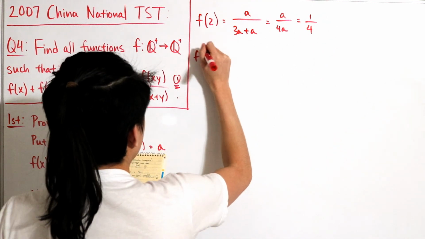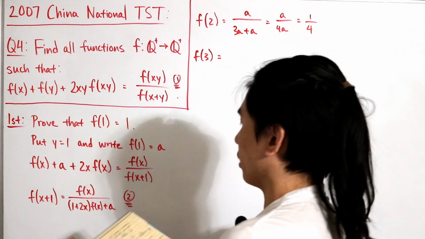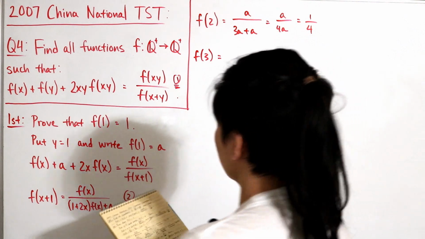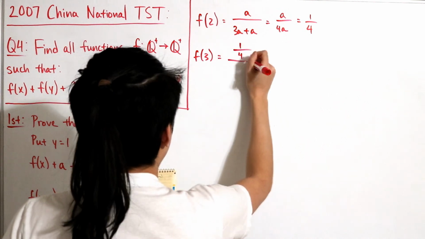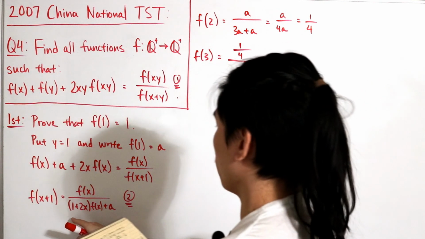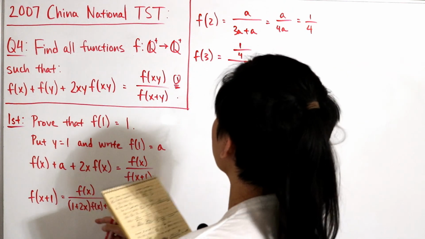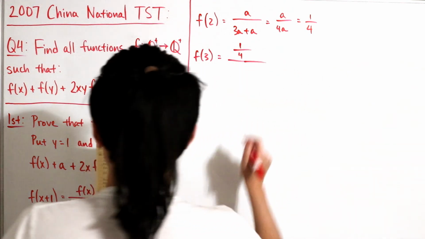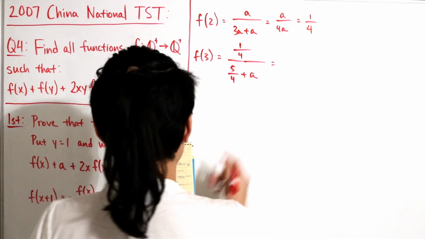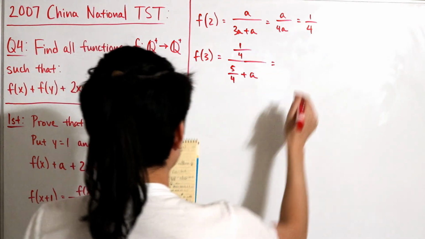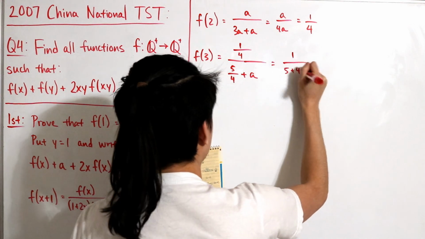So now suppose we want to find the value of f of 3. So f of 3 is basically just plug x is equal to 2, so f of 2, we said that f of 2 was 1 over 4, and now next we have 1 plus 2 times 2, so that's 5, and then multiply by f of 2, which is again 1 over 4, so that will be 5 over 4, then add this with a. Then if you just solve the algebra from there and simplify that out, you'll get that f of 3 is equal to 1 divided by 5 plus 4a.